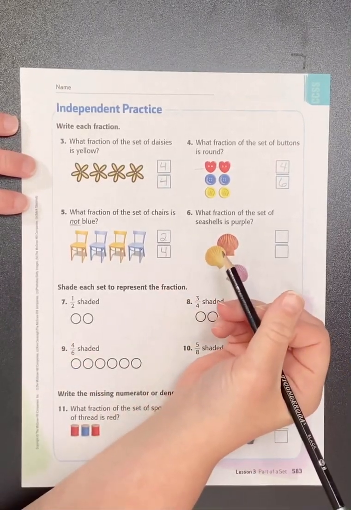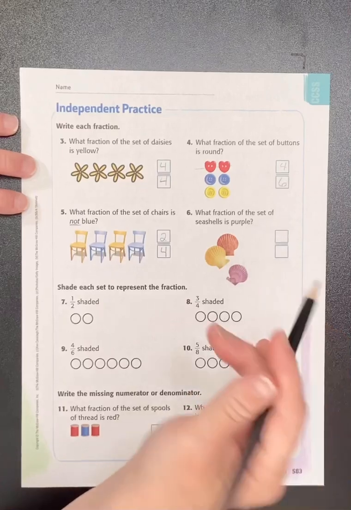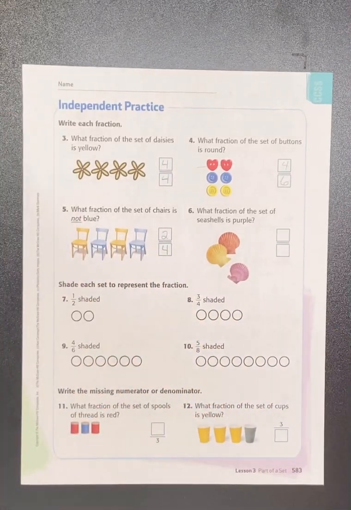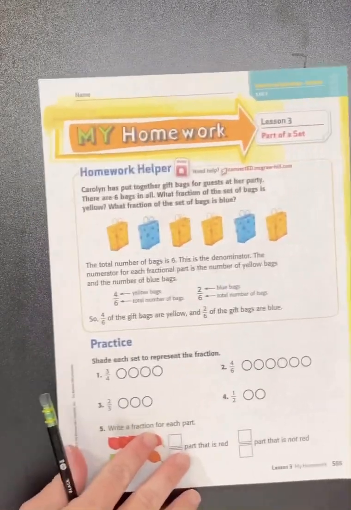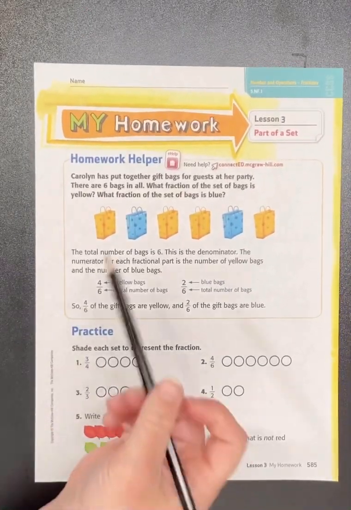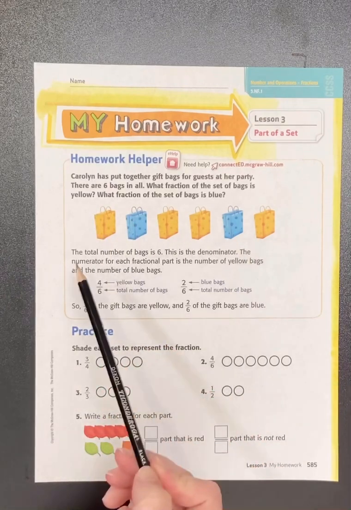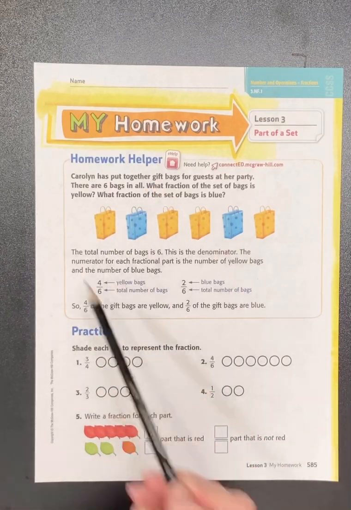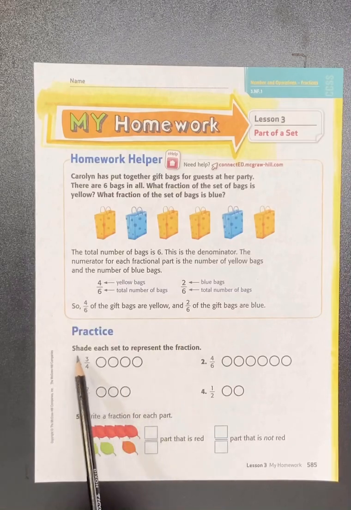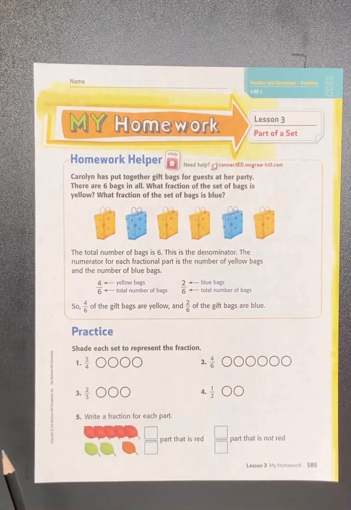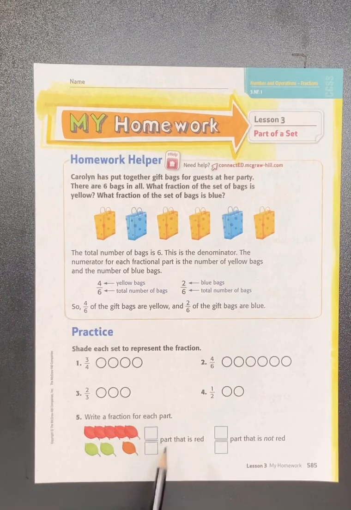So I think you are starting to understand. Your homework looks very similar. It's going to give you a model of a problem, and this is an example. And then down here, it's going to ask you to shade each set to represent the fraction, and then fill in the fraction part. Remember, use the pencil tool and either really lightly, carefully put in those numbers, or use the text box to put the numbers in there.